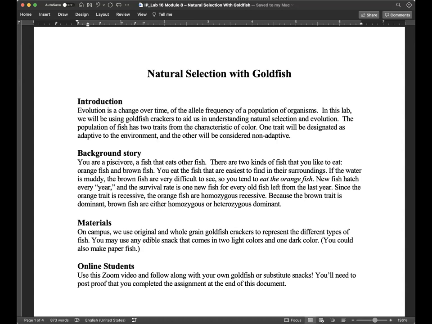Just get two different types of snack foods or crackers, M&Ms, whatever it is that you have, just two distinguishable types of snacks that you can remember which is which. We want one of them to represent the dominant trait. In this case, our brown fish are going to be dominant, and our orange fish, the orange color, is going to be the recessive trait.